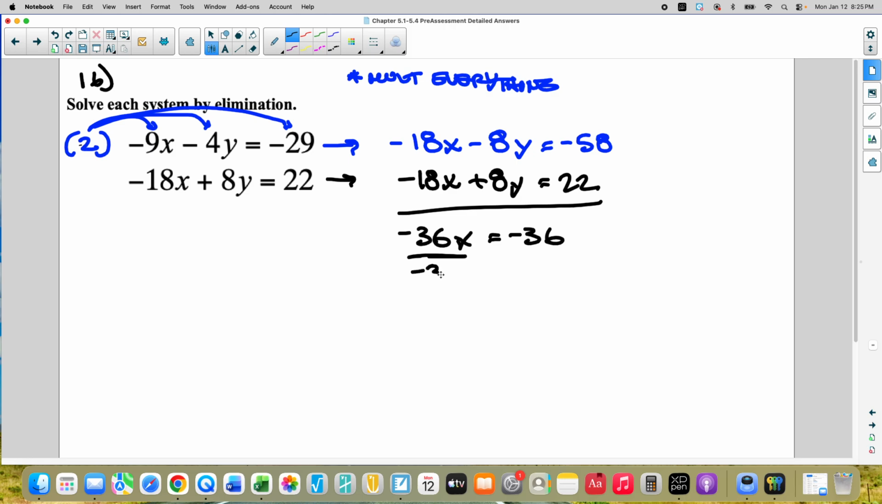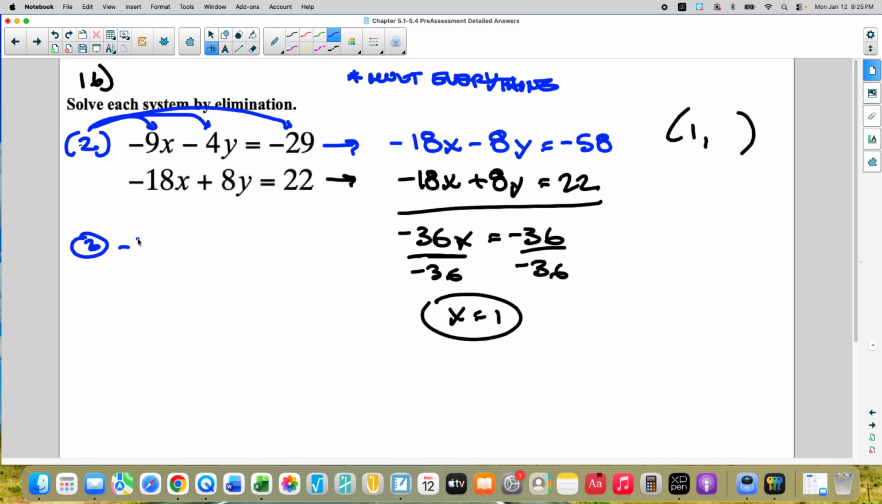We'll divide by negative 36, divide by negative 36. X equals positive 1. So I have my x value. I'm going to use the other equation. Negative 18x plus 8y equals 22.